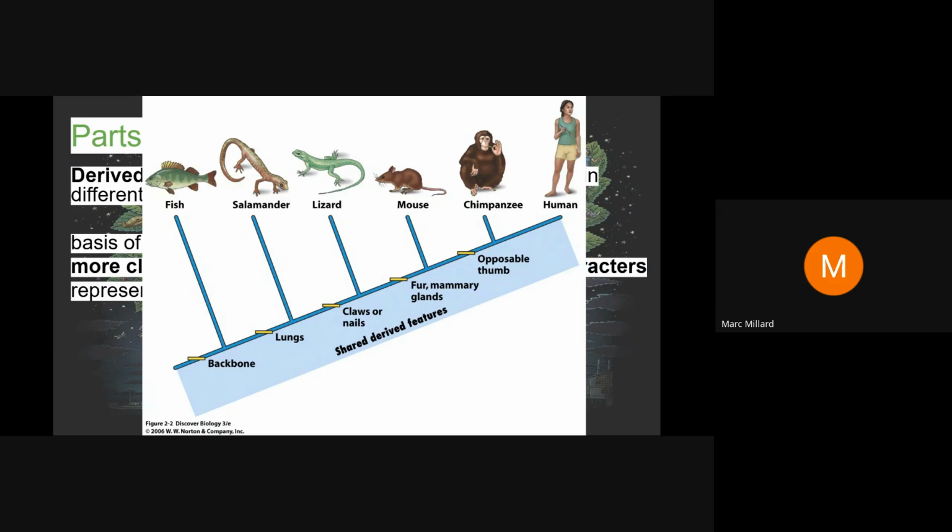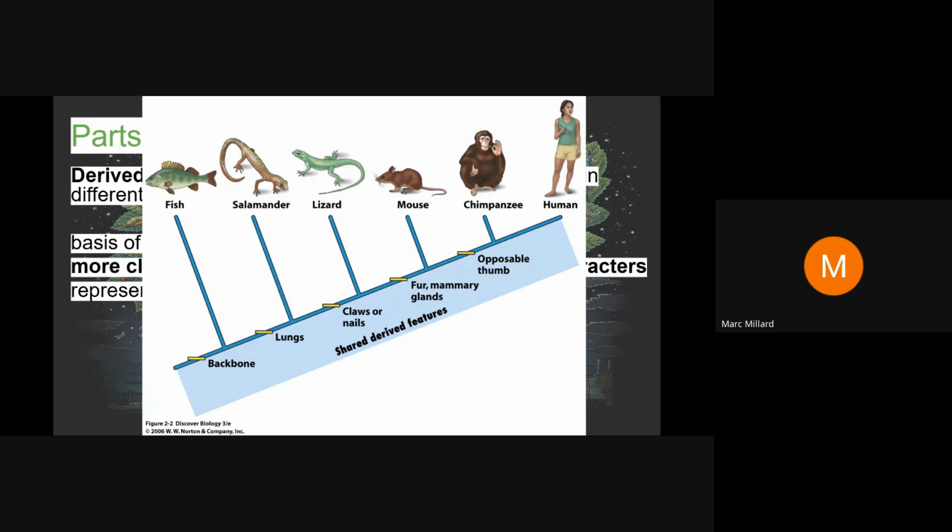So here's a good example. If you look at this cladogram as we move up, every single animal on here has a backbone, which is why this backbone slash is at the bottom. But then as we go up, notice we go to an organism having lungs. Well, fish don't have lungs, they have gills. But everything above lungs, salamanders, lizards, mouse, chimpanzee, human do.